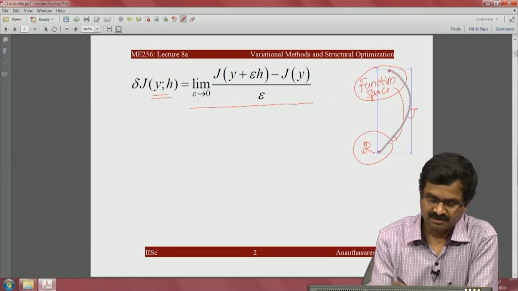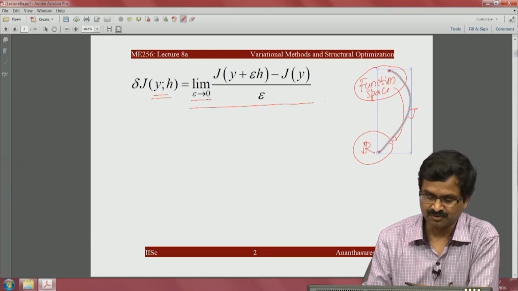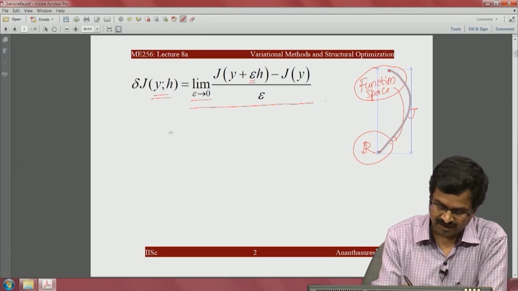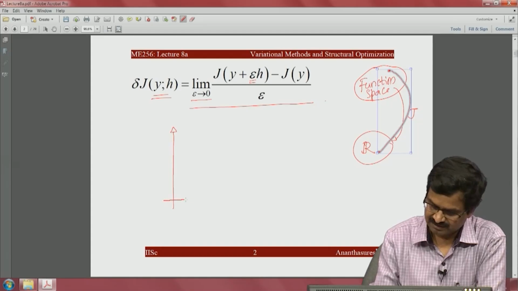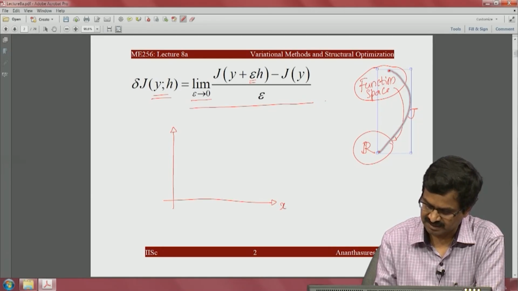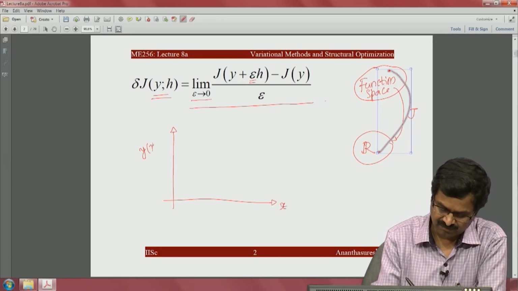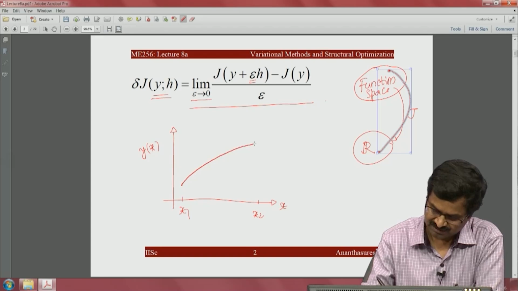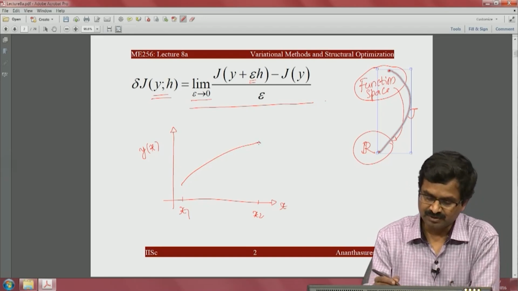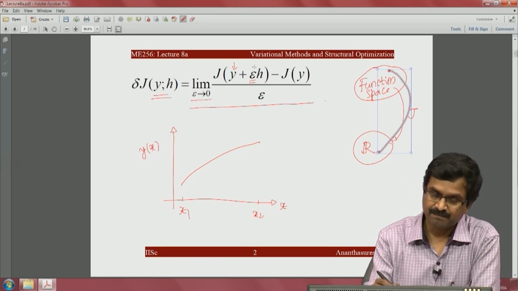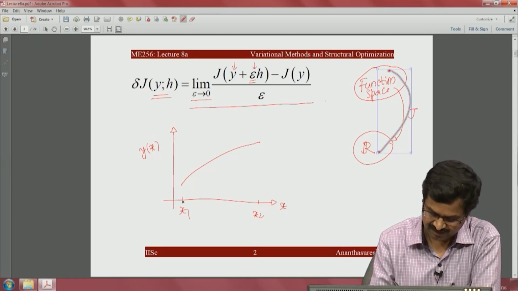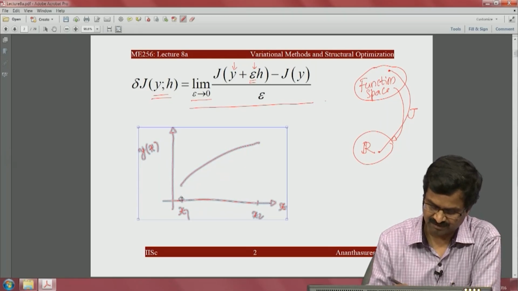Its limit, epsilon tending to 0, that epsilon appears here. So, we have taken y of x. If I were to plot it, let us say this is x and I am plotting y of x here from some limits x1 to x2. If I have a function like that, what I am doing here is that I have y of x, but I am adding h of x. Let us say I define h of x in some particular manner.